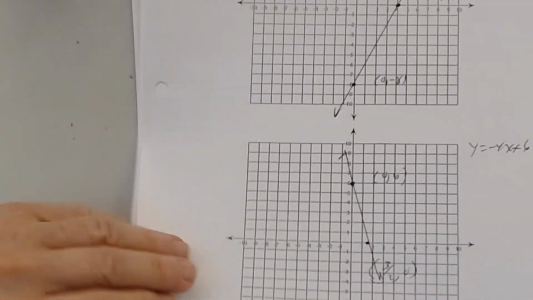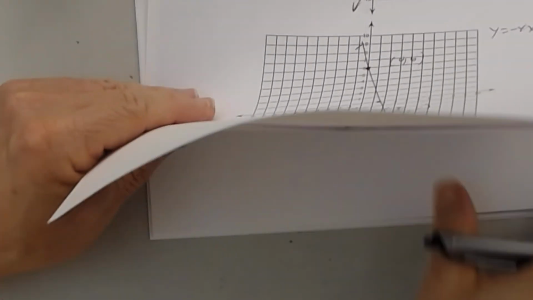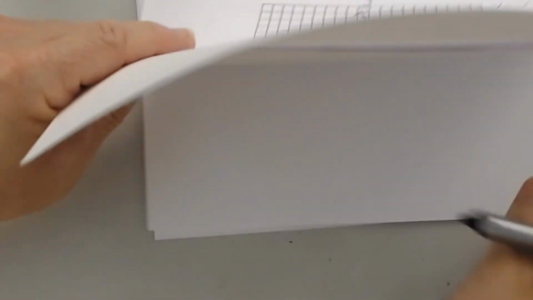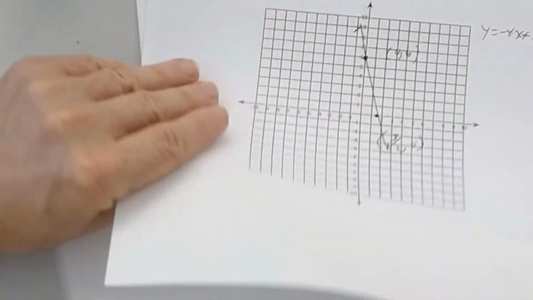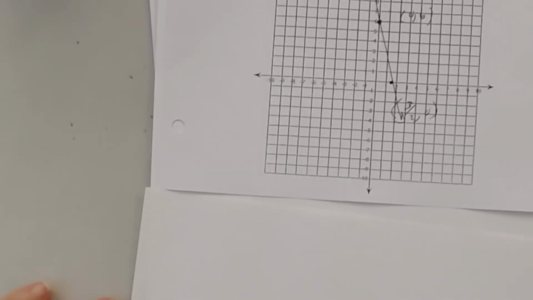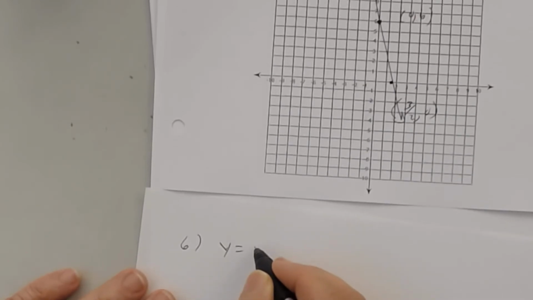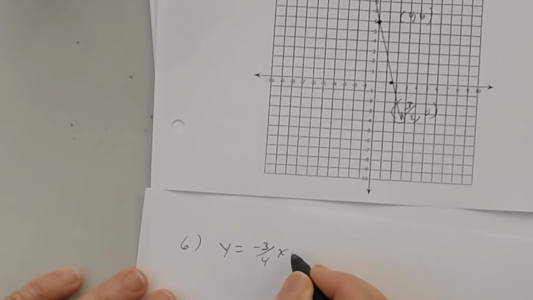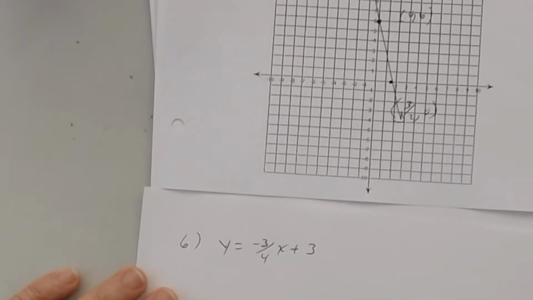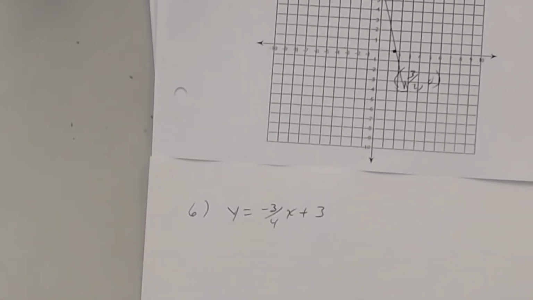Now, the one we're about to do is a little bit challenging. So, when you do the one on the worksheet, or my math lab, make sure you use this as an example. Make sure you use it in front of you as you do it. So here's number 6. Y equals negative 3/4 x plus 3.